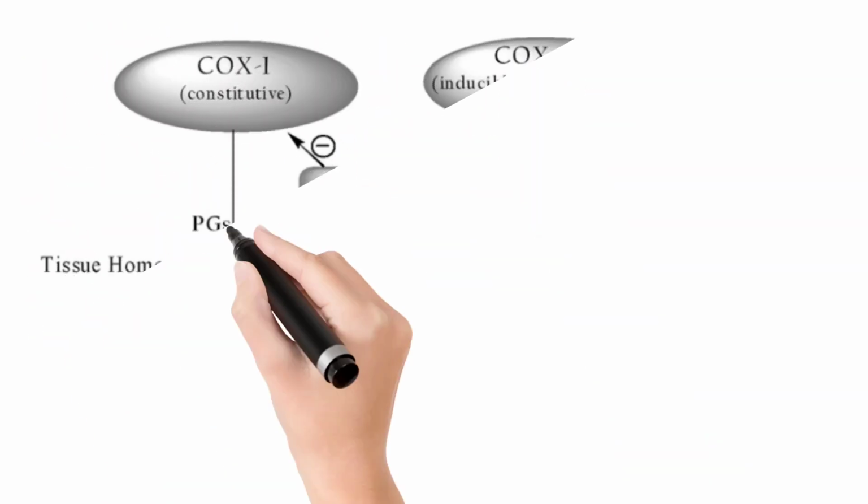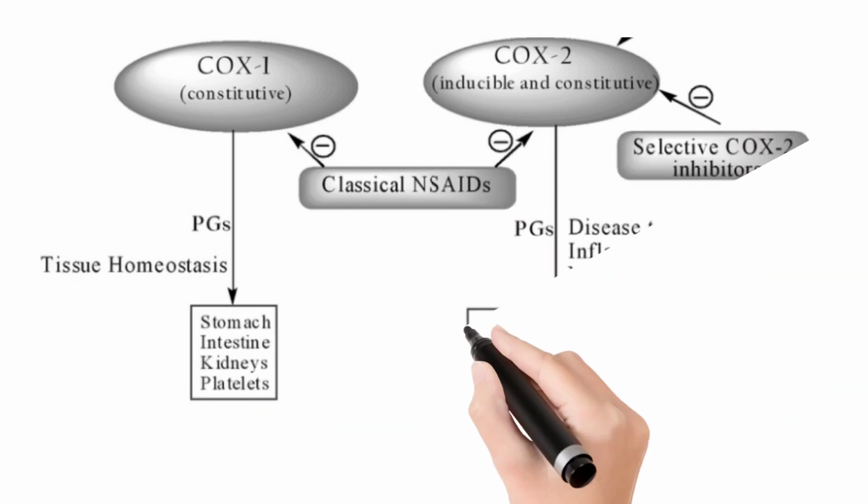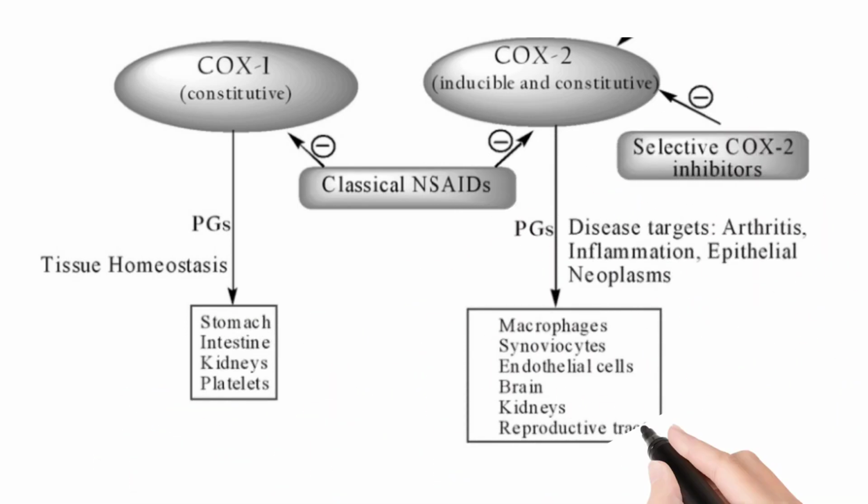Here in this diagram, we can clearly see that the classical NSAID group like aspirin inhibits both COX-1 and COX-2. COX-1 enzyme is totally constitutive in nature and COX-2 is both inducible and constitutive, such that by inhibiting COX-2 we target the disease, especially arthritis and inflammatory diseases which involve macrophages and other cells, but it also targets the COX-1 related organs like stomach, intestine, kidneys.